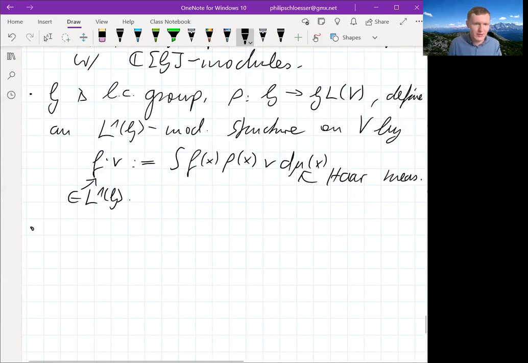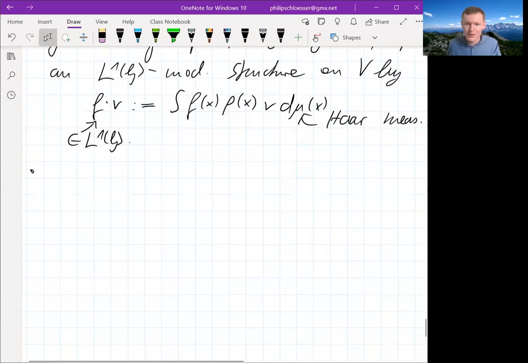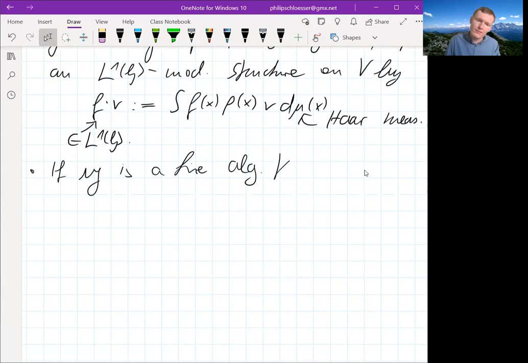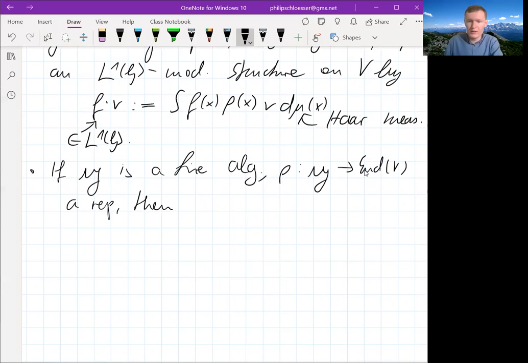Secondly, or I guess thirdly, fourthly, if G is a Lie algebra and rho is a Lie algebra representation, then we can turn this representation space into a U(G) module.